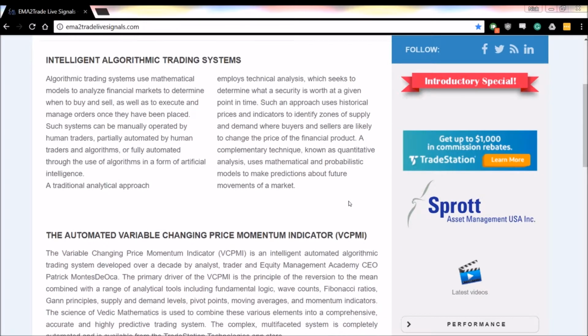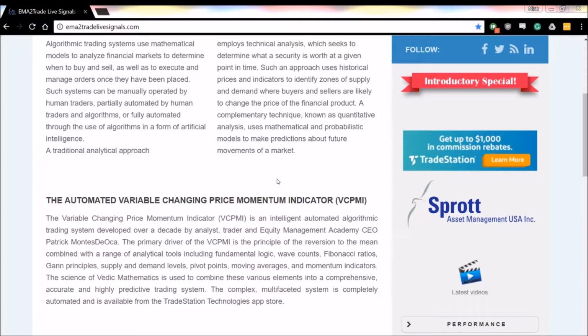The algorithm is basically a variable changing price momentum indicator. It's an intelligent automated algorithmic trading system developed over a decade, I would say, by myself, Patrick MontesDeOca.